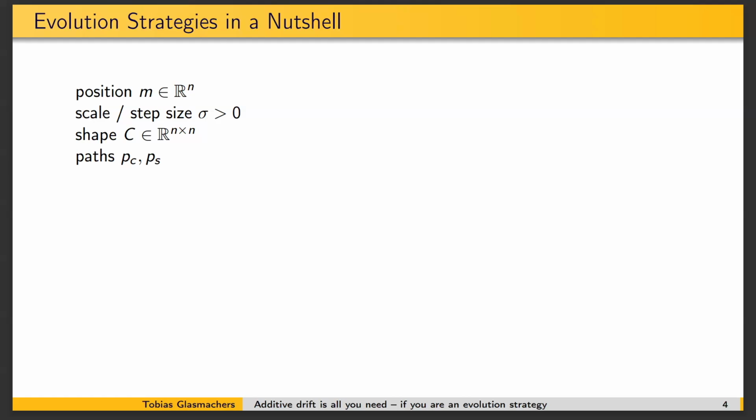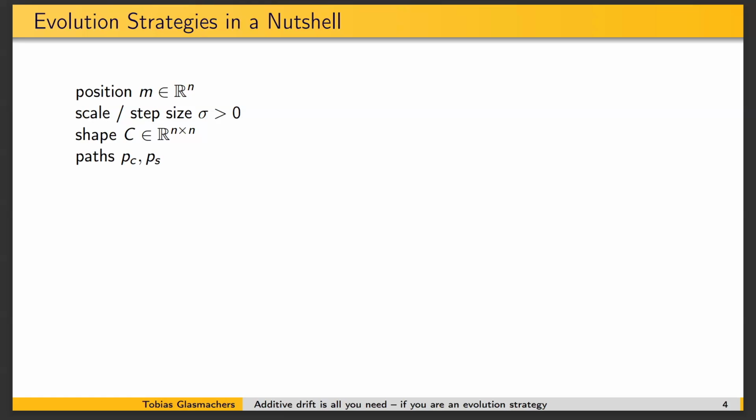I look to start with the variables that make up the state of this algorithm. At each point in time, we have some location, some vector m. We have a scale parameter or step size parameter that tells us how far from that location we try to find new locations. We have this shape parameter C, which is the covariance matrix. We'll come to in what exact sense this is a shape parameter in a second, looking at figures.